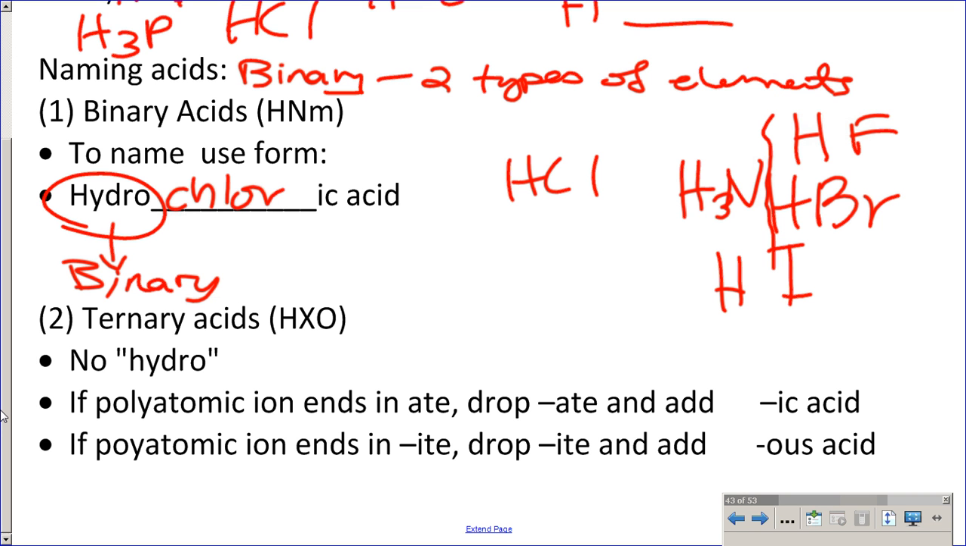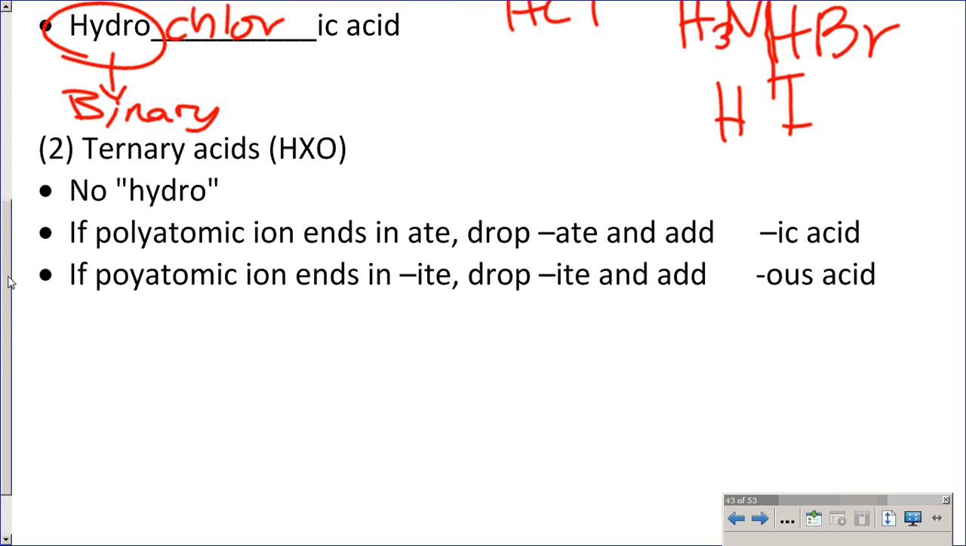So with ternary acids, you go straight to the chase. You just start naming it with the polyatomic ion that's involved. Because remember, ternary means usually three, maybe four, more than two types of elements.